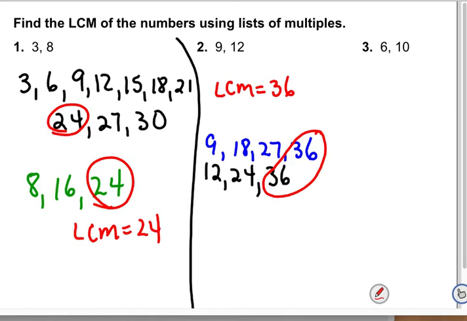Okay? You do number 3 on your own. These are things that you're going to be doing in your homework, exactly like this. You do not have to do Venn diagrams, though, in your homework. Only you're going to do the list and another way.